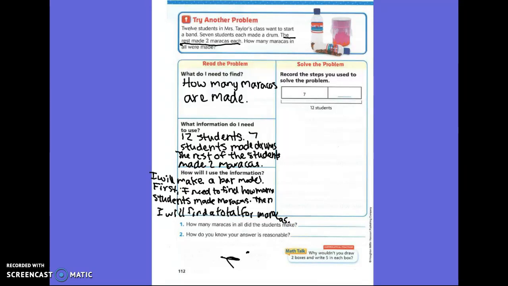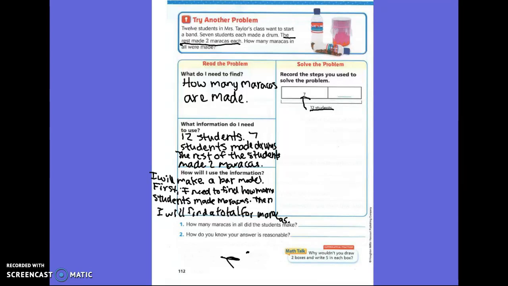Okay, now we're going to record our steps and solve the problem. The first thing is, we know that there are 12 students, right? Yes. Okay, and seven out of the 12 are making drums. So how many students does that mean are making the maracas? We need to get to 12, seven made drums. So how many students had to make maracas?